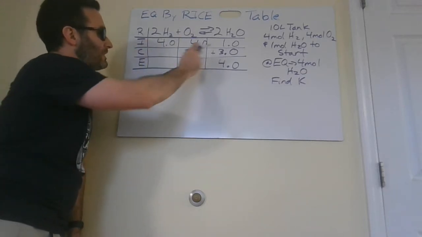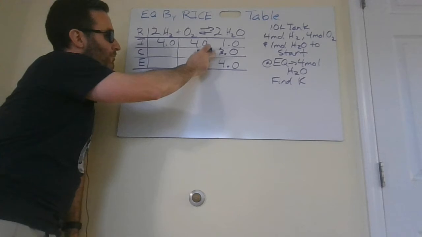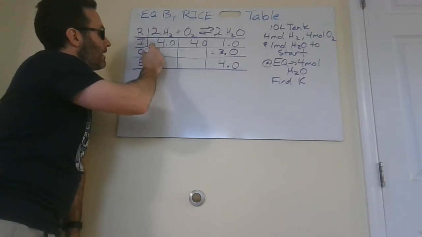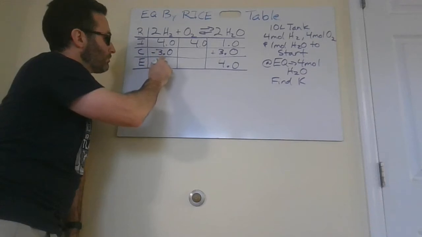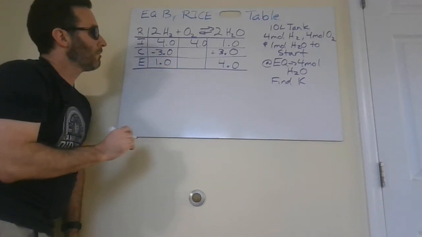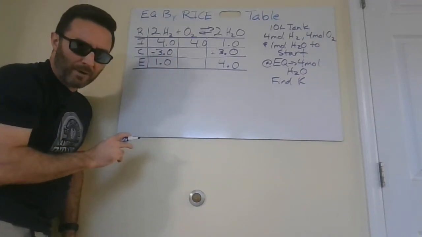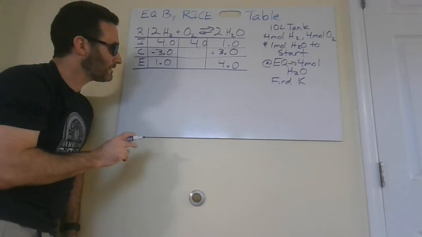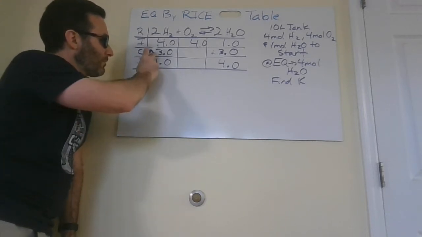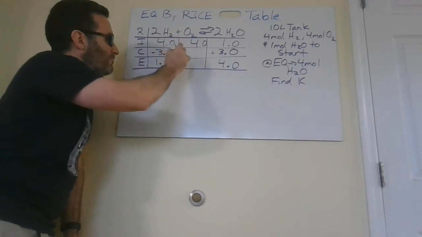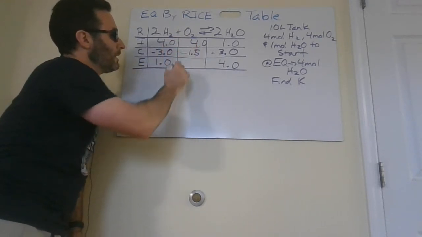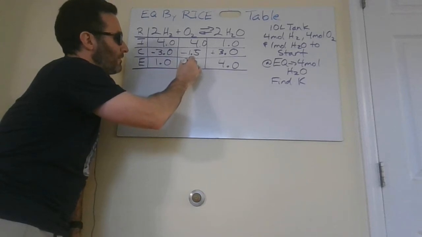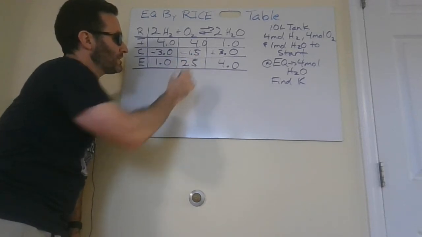Well, let's see what happens here. Well, if water is plus 3, hydrogen has to be a minus 3. That's 1.0. Well, we're only going through oxygen half as fast. So if that's minus 3.0, well, half as fast of that is going to be 1.5. Oh, well, that means there's going to be 2.5 left, at least in moles.